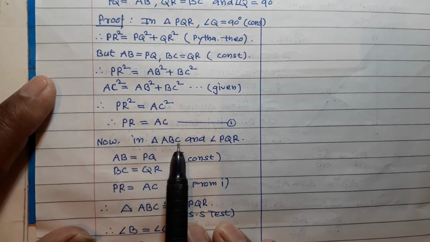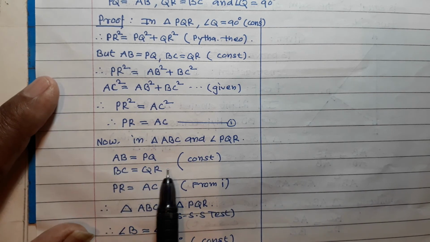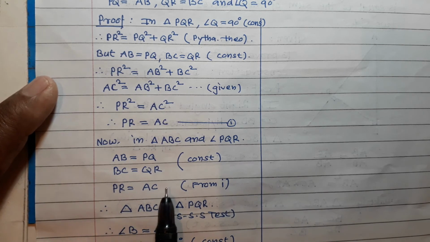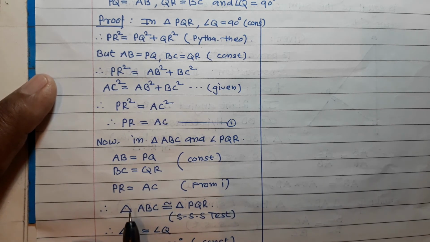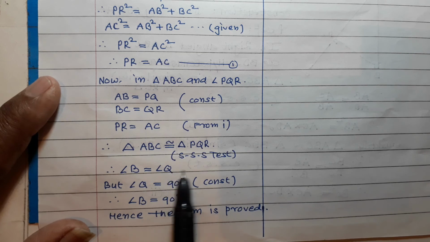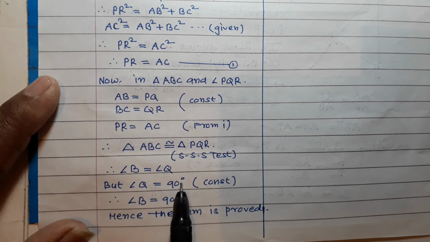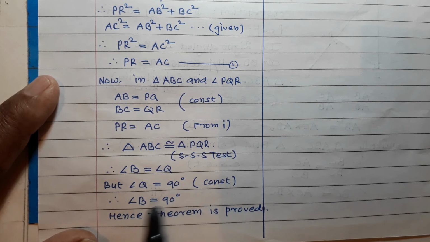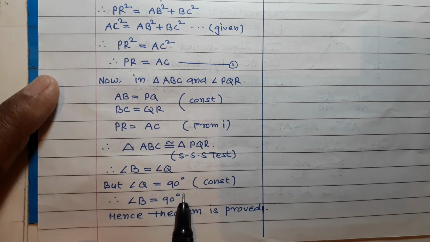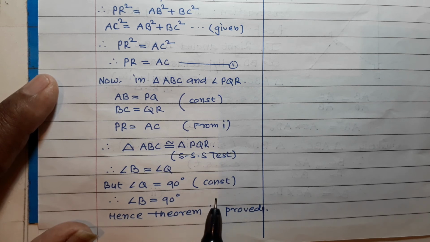Now in triangle ABC and triangle PQR, AB is equal to PQ, BC is equal to QR, and PR is equal to AC, and therefore triangle ABC is congruent to triangle PQR. Therefore angle B is equal to angle Q, corresponding angles of congruent triangles. But angle Q is equal to 90, given construction, and therefore angle B is equal to 90, and hence the theorem is proved. So this is very important.